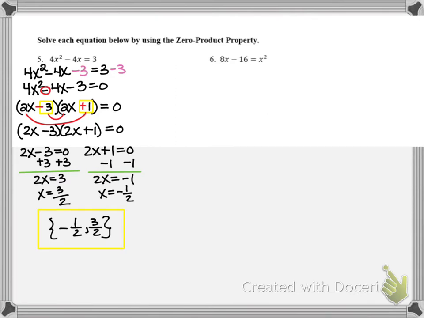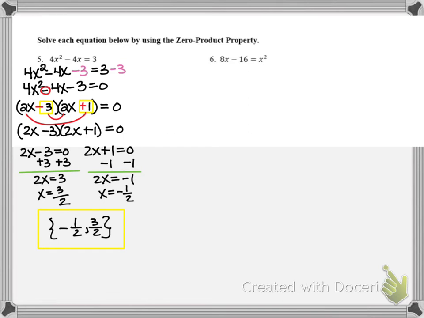Okay, number 6. I also need to see that there is 0 on one side of this equation. Now, I have 8x minus 16 equals x squared. So you might be thinking, well, let's just subtract x squared from both sides. That's one quick move, and then I will have 0 on one side.